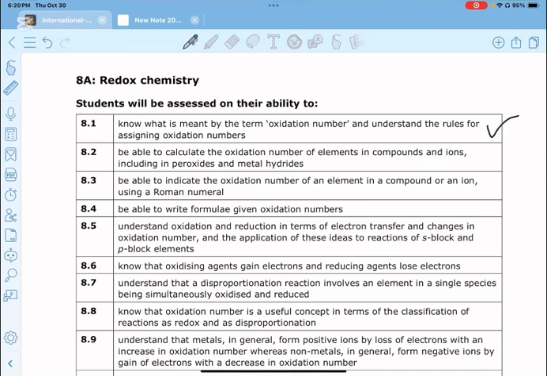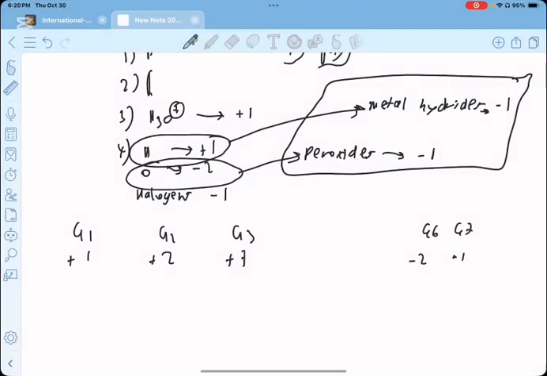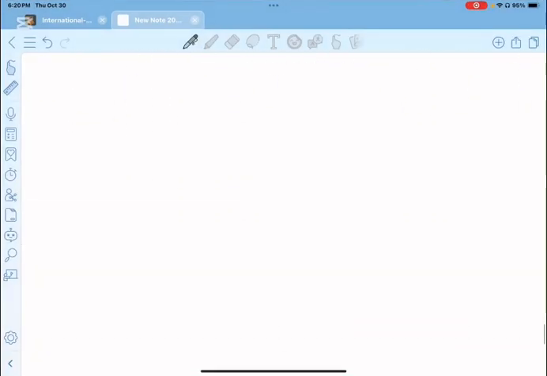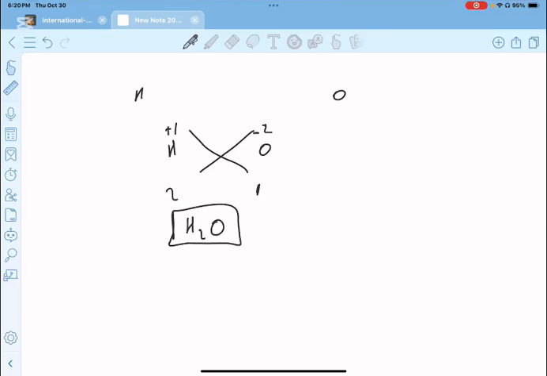Be able to calculate the oxidation number of elements and compounds. For peroxides and metal hydrides, it's written here, but let's look at it really quickly. If you've been given hydrogen and oxygen and you want to combine these two elements, you write them down side by side. H is +1, oxygen is -2. What you do is cross these, so now you get 2 here and 1 here. You will have 2 hydrogens and 1 oxygen, that's H2O.